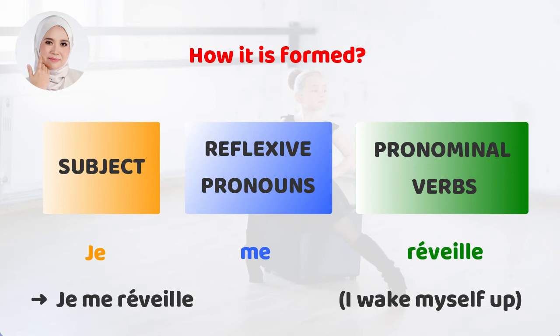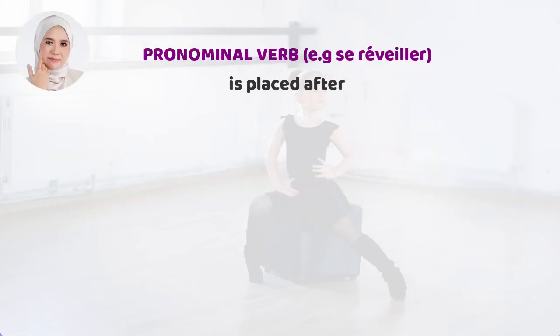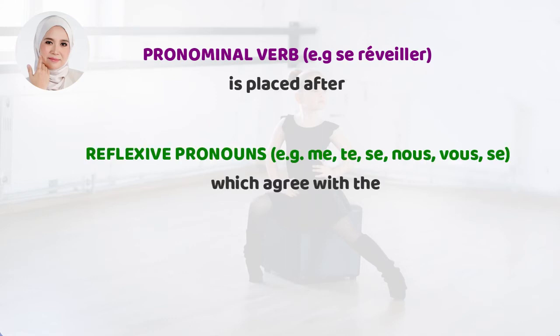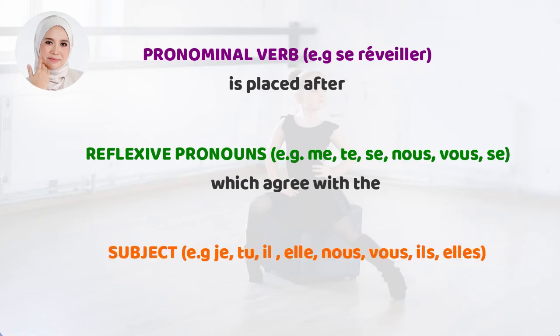Again here, the reflexive pronoun has to agree with the subject. That's why je comes with me. It cannot be with something else. Je, the pair is me. So the pronominal verb, for example se réveiller, is placed after the reflexive pronouns me, te, se, nous, vous, and se, which have to agree with the subject je, tu, il, elle, nous, vous, ils and elles.